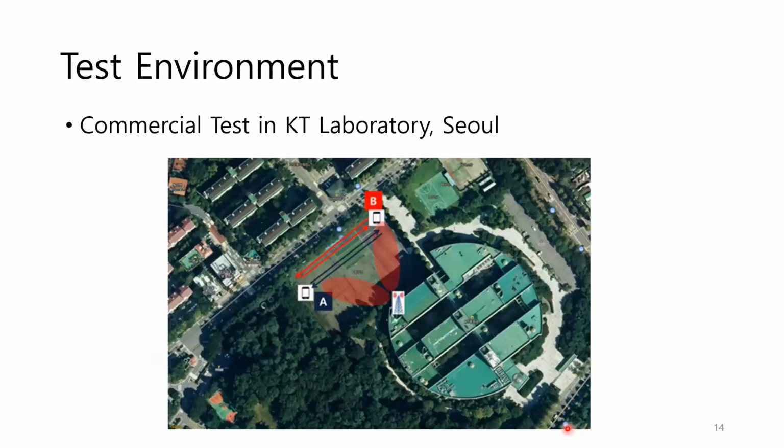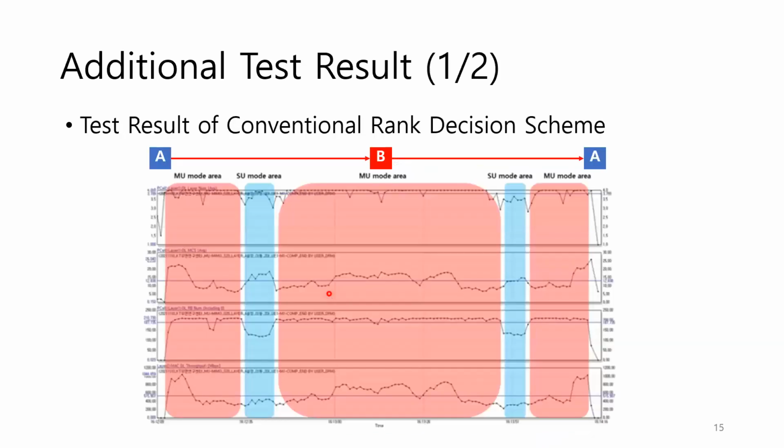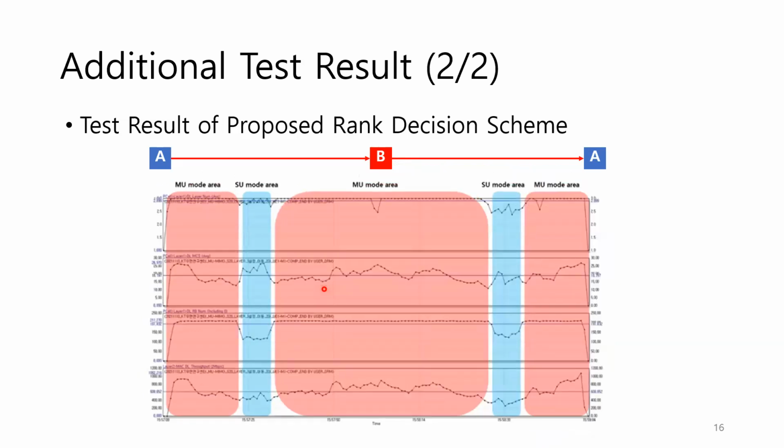We did this test in the KT lab in Seoul and on the high-speed train. It is a route that starts from point A and point B and returns at low speed, respectively. This page is a commercial UE log when the conventional rank decision method is applied. And this page is a commercial UE log when the proposed rank decision method is applied.